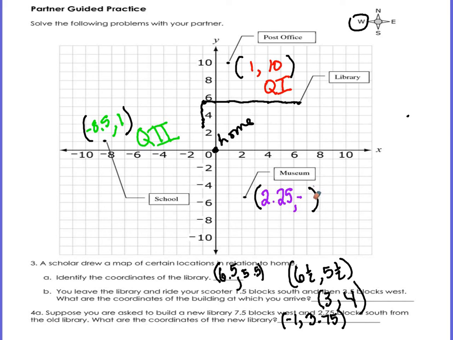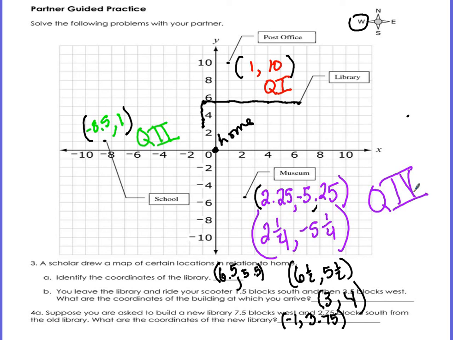Erase my line here so I have a little bit more space to show my answer. About -5 and 25 hundredths. You also could have written this as 2 1/4 and -5 and 1/4. Both of those would have been acceptable, and this again is quadrant 4.